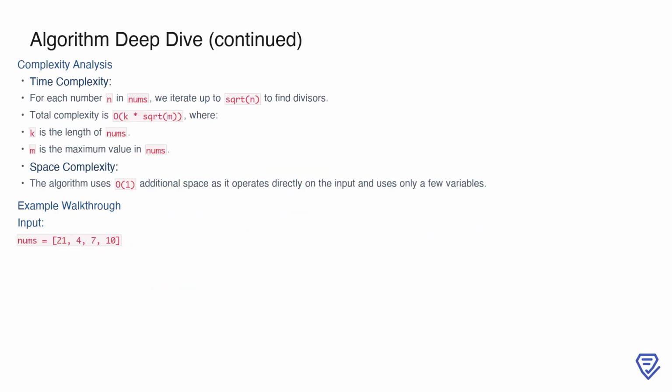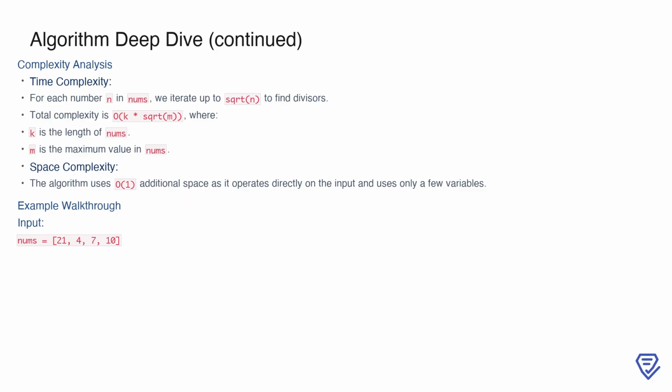Analyzing the complexity, the time complexity of this algorithm is determined by the iteration over nums and the divisor checks for each number. For every number n, we iterate up to sqrt(n) to find its divisors. This makes the total complexity O(k * sqrt(m)), where k is the number of elements in nums and m is the largest number in the array. In terms of space complexity, the algorithm is very efficient, using only O(1) additional space. It operates directly on the input and relies on a constant number of variables.